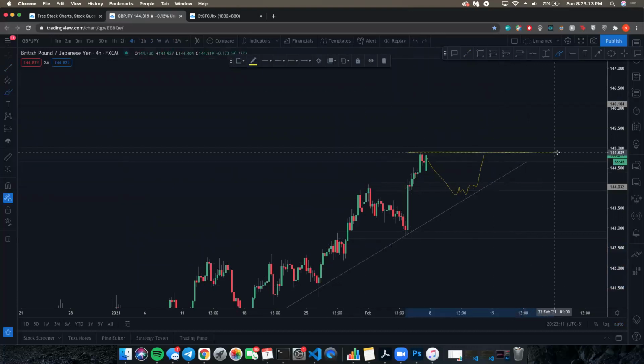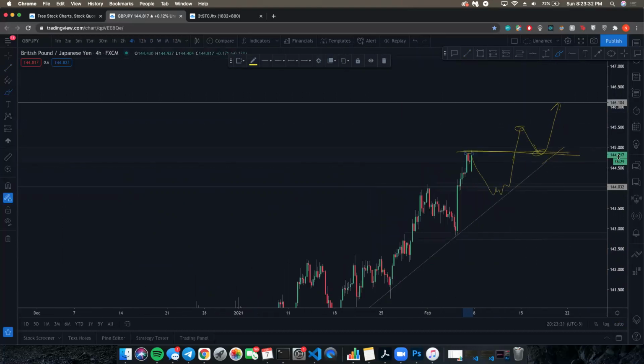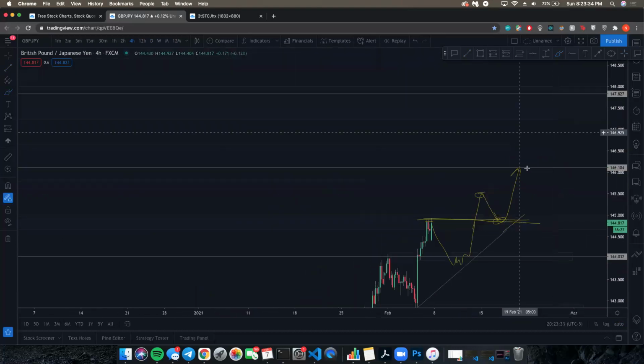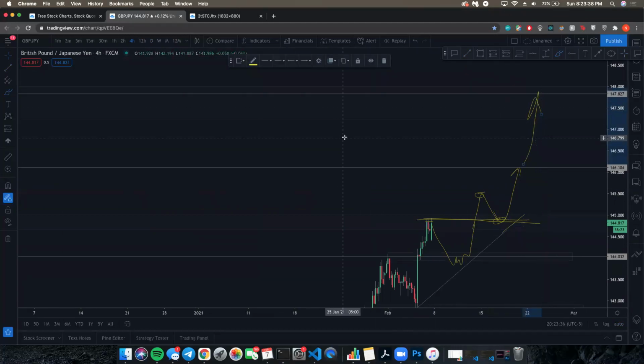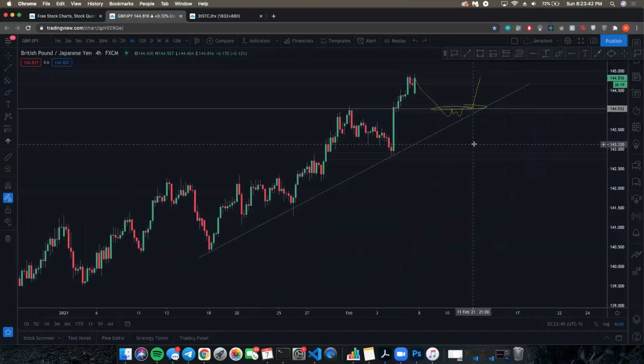If this breaks and a range is created such as this, price goes up, creates a new higher high, then you'd wait for a higher low, right? Then you could possibly get buys on the retest of this broken structure, right? 146, and then you got to see, but basically the next level up besides here would be further up into this zone, right? That's if bullish momentum continues, right?